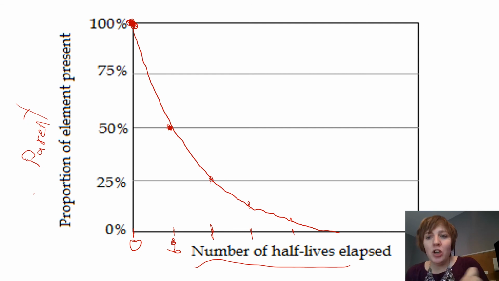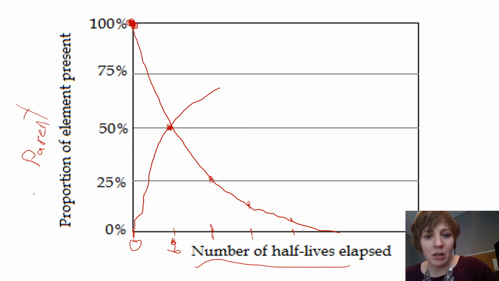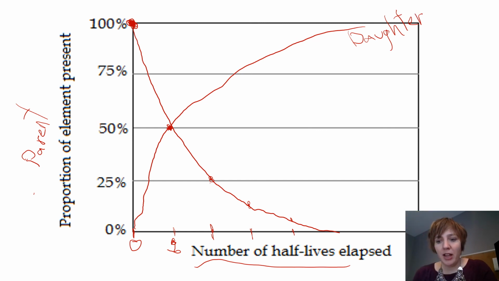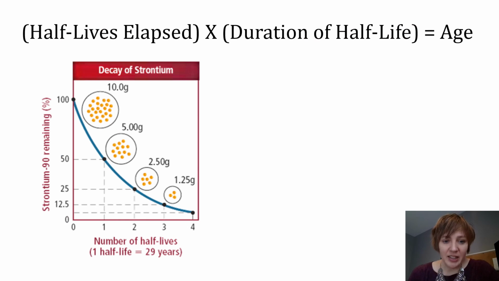At the same time, you could also think about what's happening to the daughter. The daughter isotope starts out with 0, and as time goes on, you get more and more daughter. So this line represents the percentage of the sample that is daughter elements, and over here, this line represents the percentage that is parent. Here is sort of a not hand-drawn graph, just to show you that.